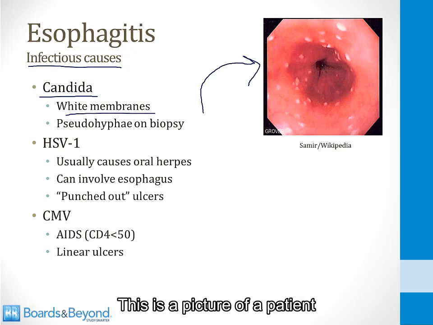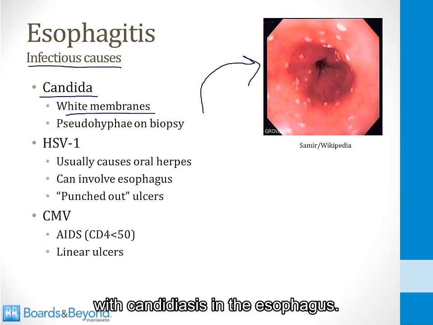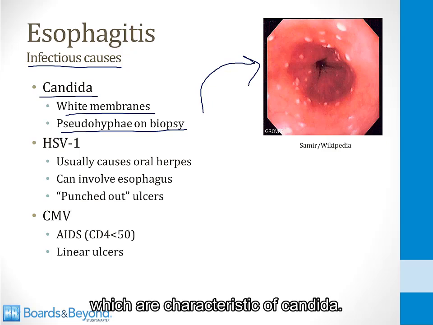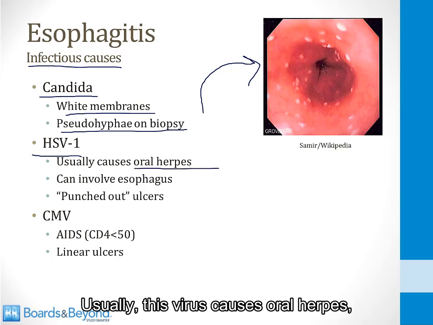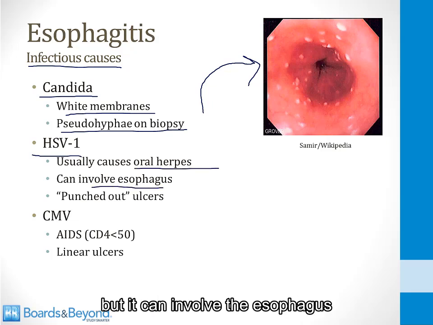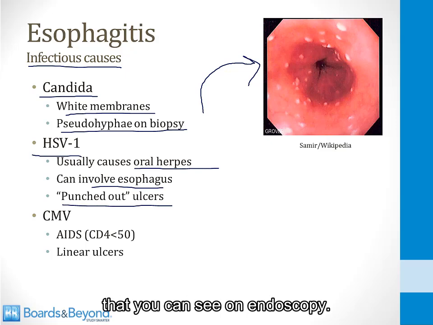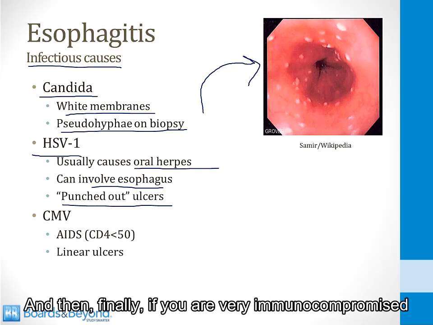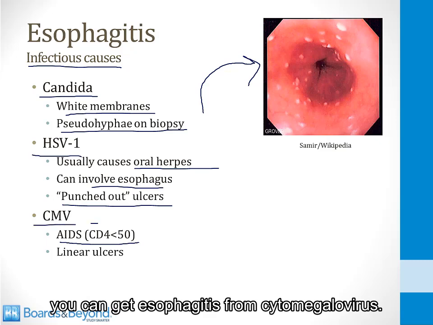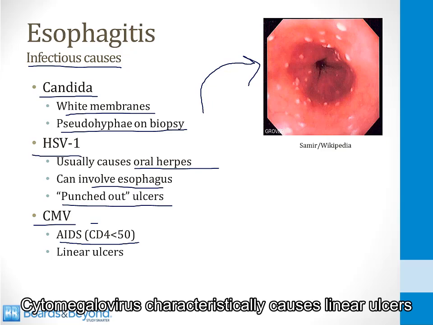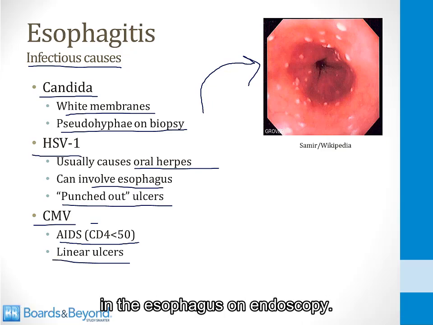This is a picture of a patient with candidiasis in the esophagus. On biopsy, you will see pseudohyphae, which are characteristic of Candida. I talk more about pseudohyphae in the infectious disease modules. HSV1 can infect the esophagus. Usually this virus causes oral herpes, but it can involve the esophagus, and it will lead to punched out ulcers that you can see on endoscopy. And then finally, if you are very immunocompromised, such as aged patients with a CD4 count under 50, you can get esophagitis from cytomegalovirus. Cytomegalovirus characteristically causes linear ulcers in the esophagus on endoscopy.